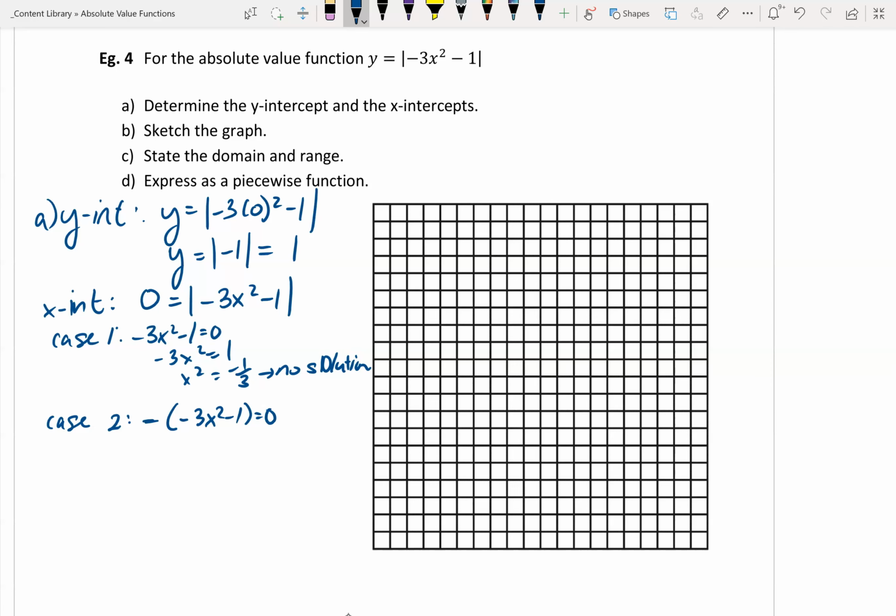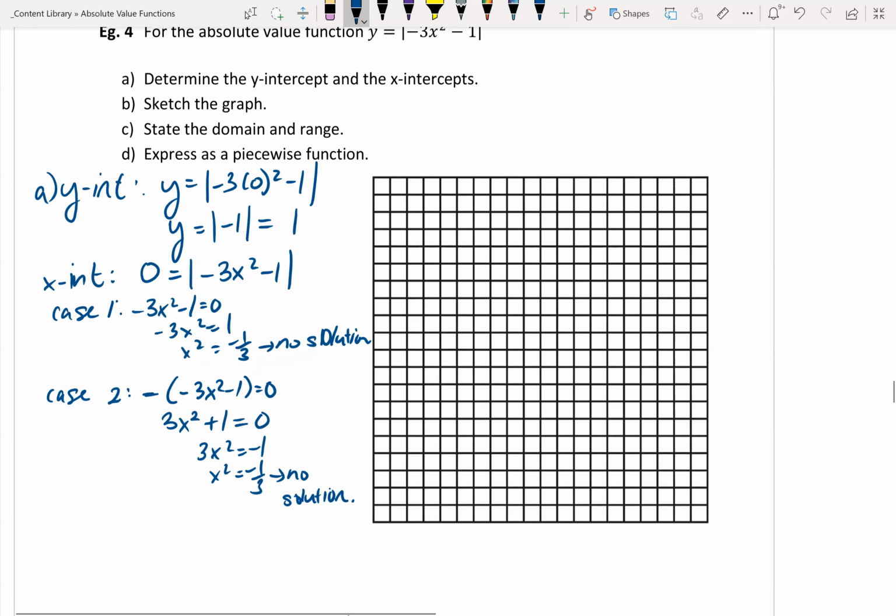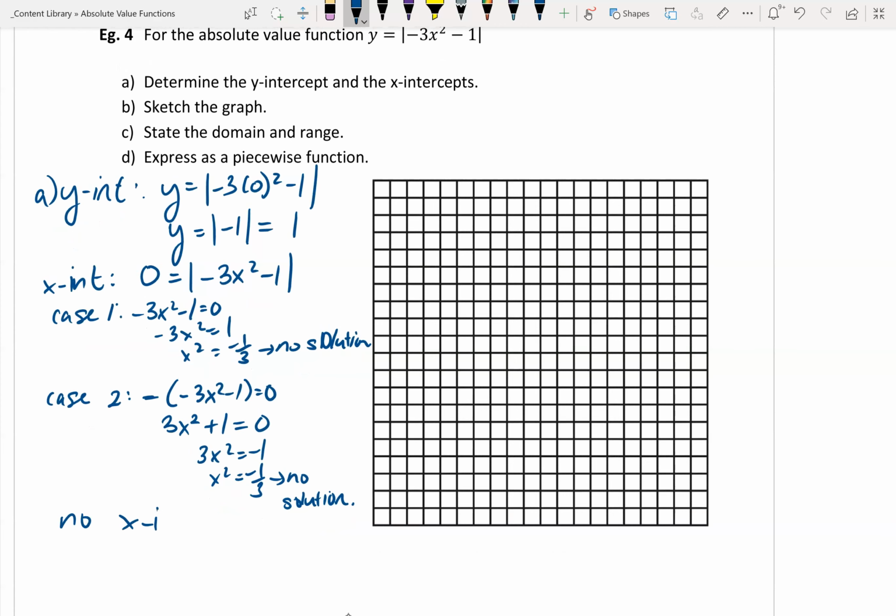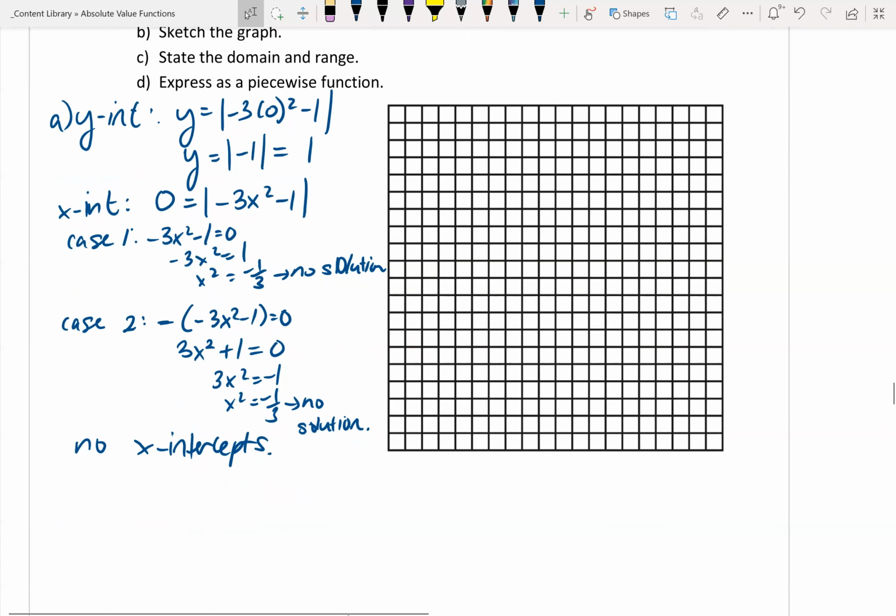I'm going to try it for the other one and see if it's any better. Move the 1 to the other side. Divide both sides by 3. Again, I'm going to have to take the square root of a negative number, and that yields no solution. So there are no x-intercepts in this case. The next thing we're going to do then is find other points. We only have 1 point so far, so I'm going to graph that later.